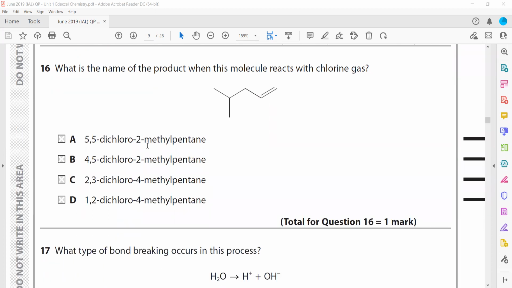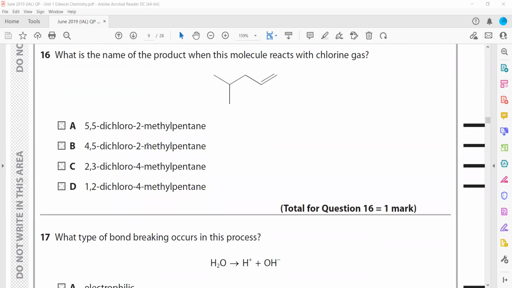What is the name of the product when this molecule reacts with chlorine? So when the molecule reacts with chlorine, this double bond will break because an addition reaction occurs. So this bond here will break. And there will be 2 chlorine attached.